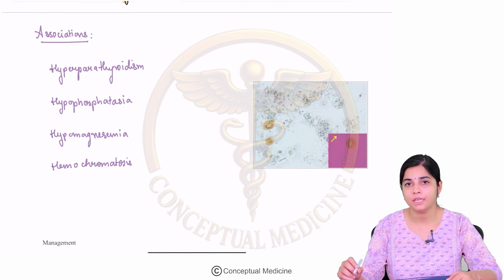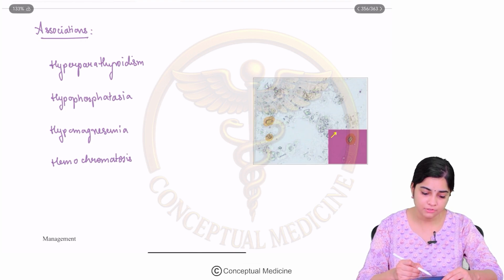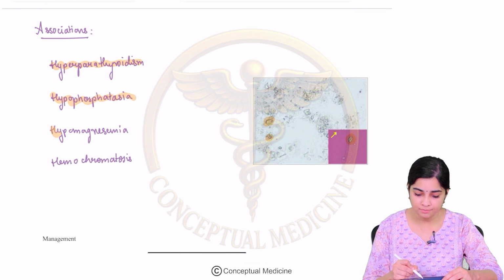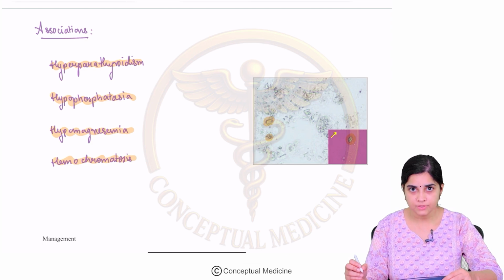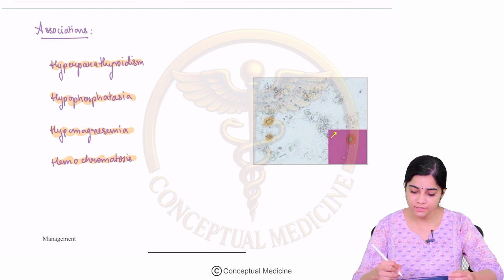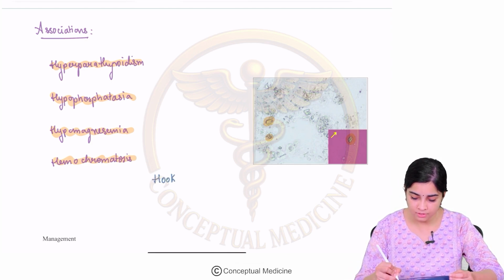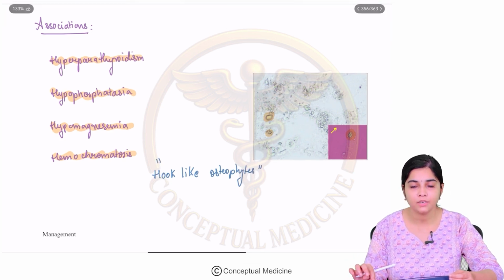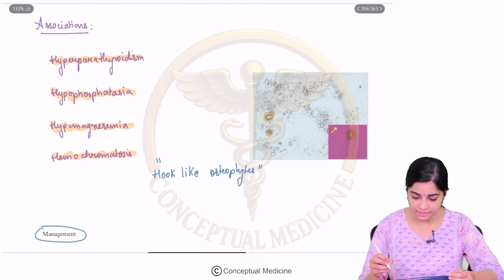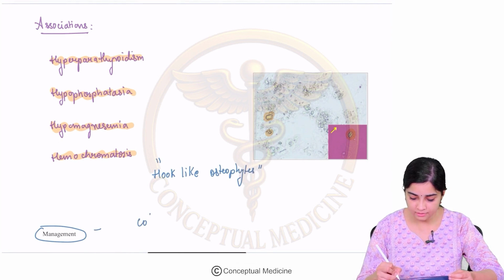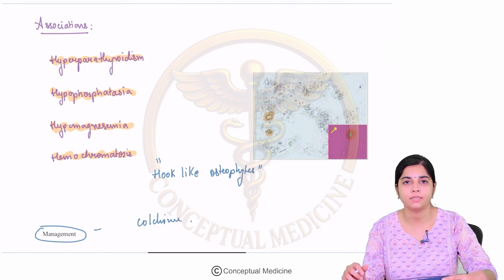CPPD related disease may be asymptomatic, but we have to know the associations. It is associated with hyperparathyroidism, hypophosphatasia, hypomagnesemia, and hemochromatosis. If it is associated with hemochromatosis, you may find evidence of hook-like osteophytes. So how do you manage CPPD related disease? Management basically involves long-term colchicine therapy.